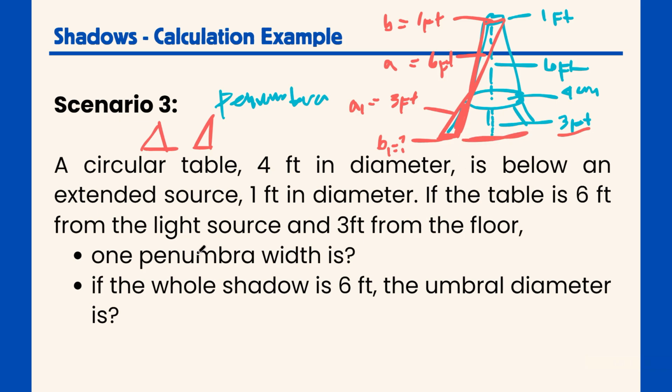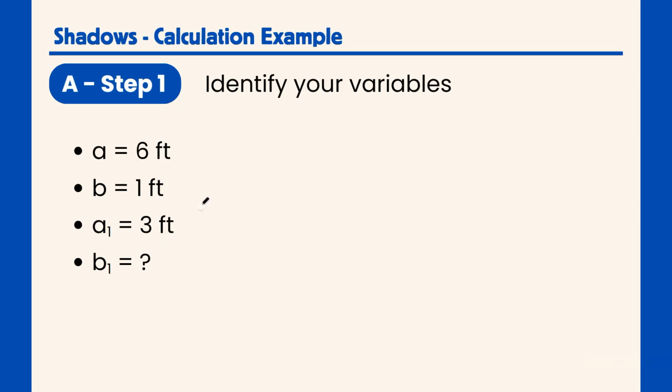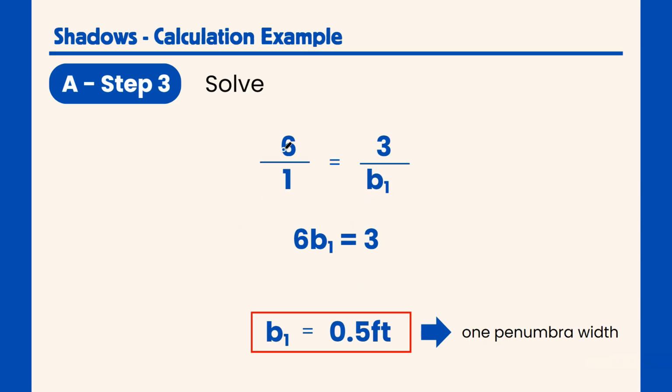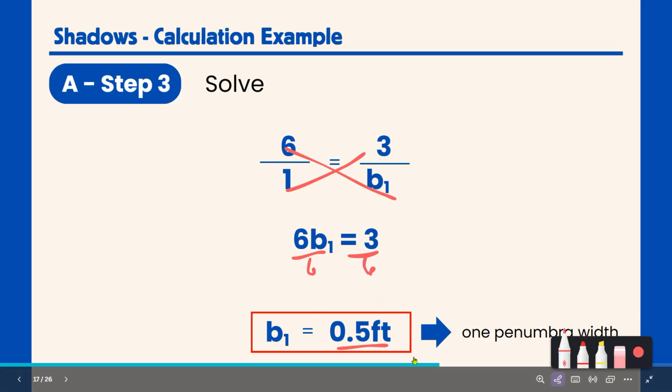So how do we compute this? It is still the same. Identify your variables. We have identified that. B1 is what we are looking for. So we set up the equation. A is equal to 6, and B is equal to 1. And then we will solve now. Cross multiply. 6 times B1 is equal to 6 B1, and 1 times 3 is equal to 3. Divide both sides by 6, and then we have the value of 0.5 foot. Yes, foot. That is our 1 penumbra width.